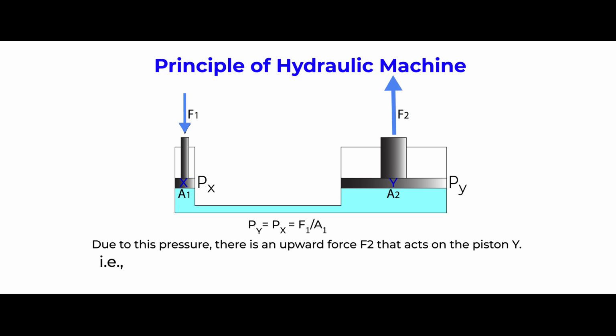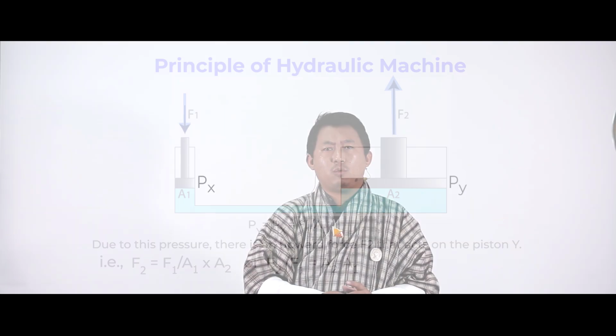Now you can write the equation for this hydraulic machine as F2 equals F1 over A1 times A2, or F2 over F1 equals A2 over A1. This is the final formula of the hydraulic machine. You might be wondering how this car is lifted easily when you apply less force on a small piston.